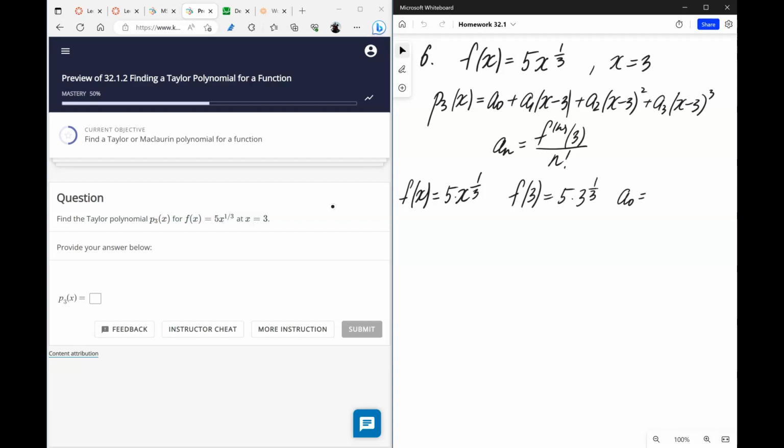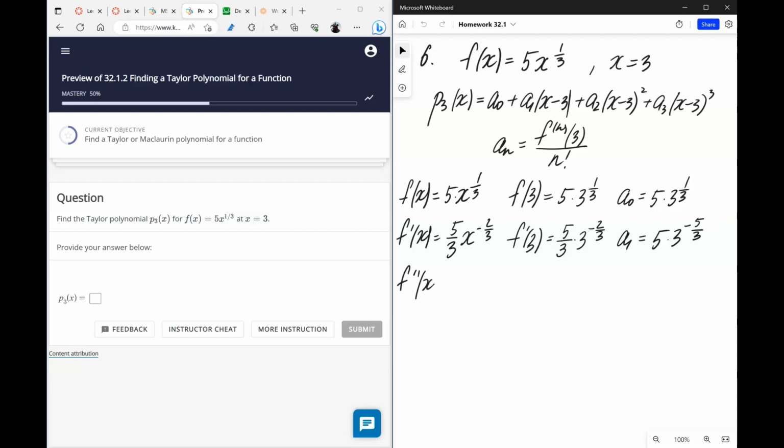So a0 is 5 times 3 to the power 1/3. Derivative of this is 5/3 x to the power negative 2/3. So the first derivative evaluated at 3 is 5/3 times 3 to the power negative 2/3. So a1 is equal to that. We can write it like this.